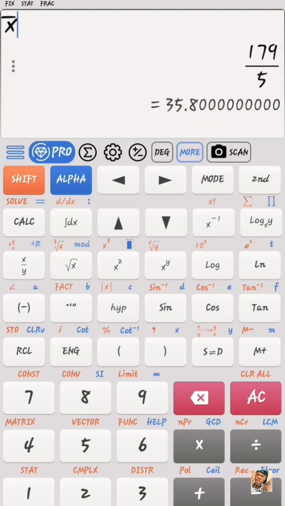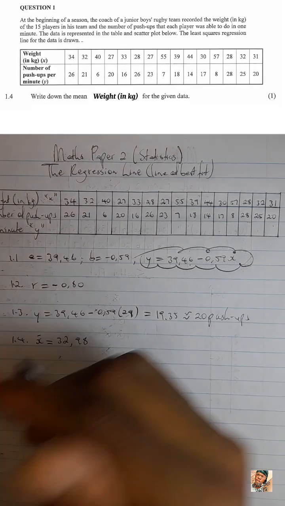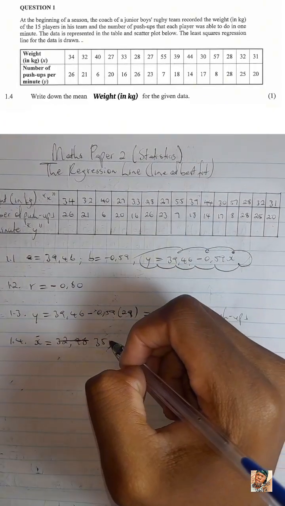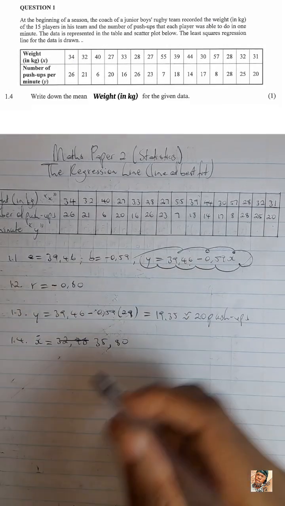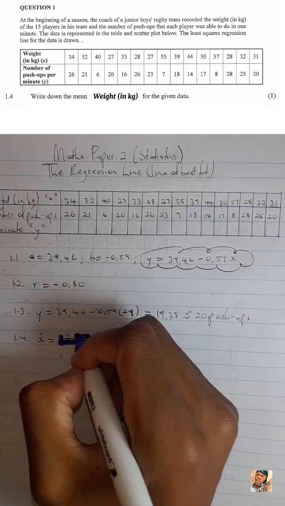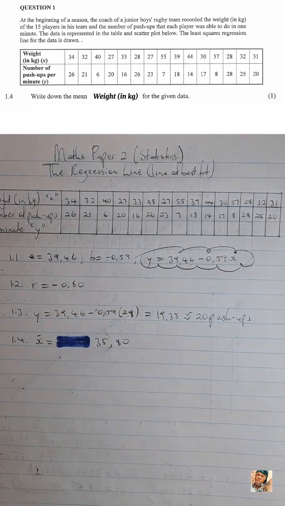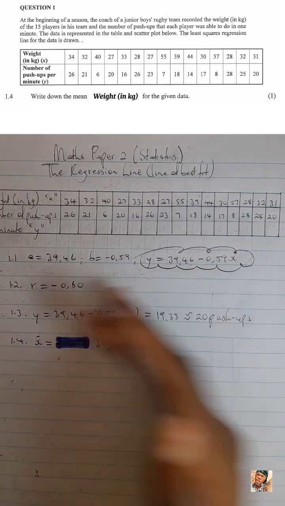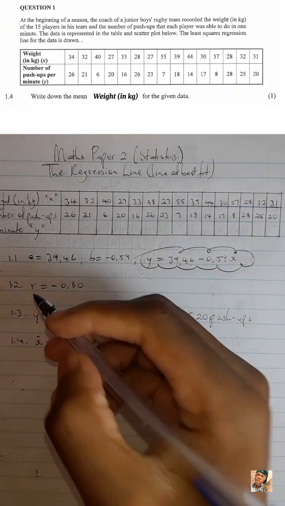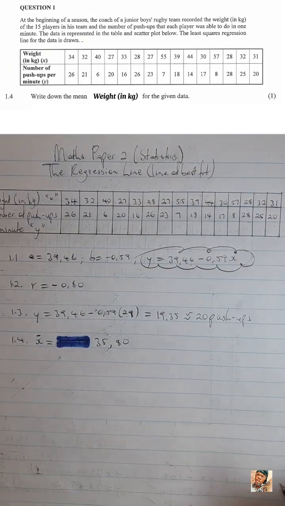Let me go back to the book to fix that. The mean is actually 35.8 after confirming by doing it manually, so 35.80. I'm so sorry guys. I'm also a human being and I make mistakes. I feel so bad, but I'm sure one learner could tell that this was not correct. So shout out to that learner. Anyway, now that we have fixed this, let us go to the second last question, which is 1.5.